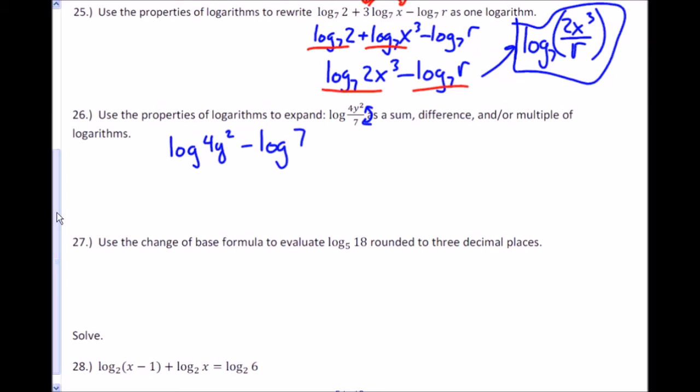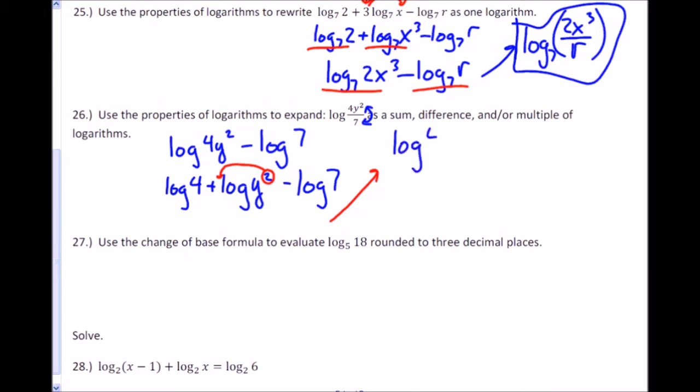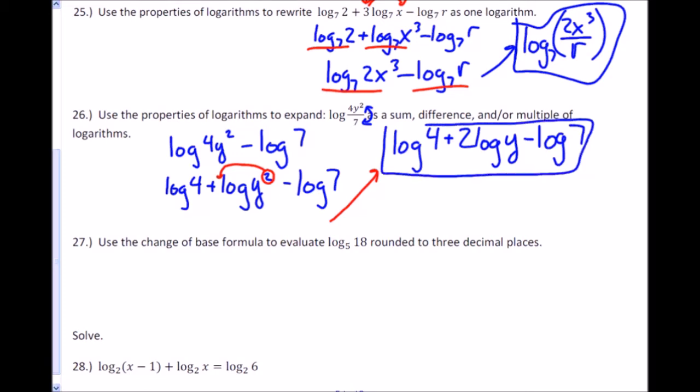And now here I have two things being multiplied inside this logarithm. So I can rewrite it as two logarithms being added. So I'm going to do log of 4 and log of y squared minus the log of 7. And now right here, the exponent I can rewrite as multiplication. So when I do that in this final step, that's going to give me log of 4 plus 2 log of y minus the log of 7. And that's it. Now it's written as a sum, difference, and or multiple of logarithms. Okay?